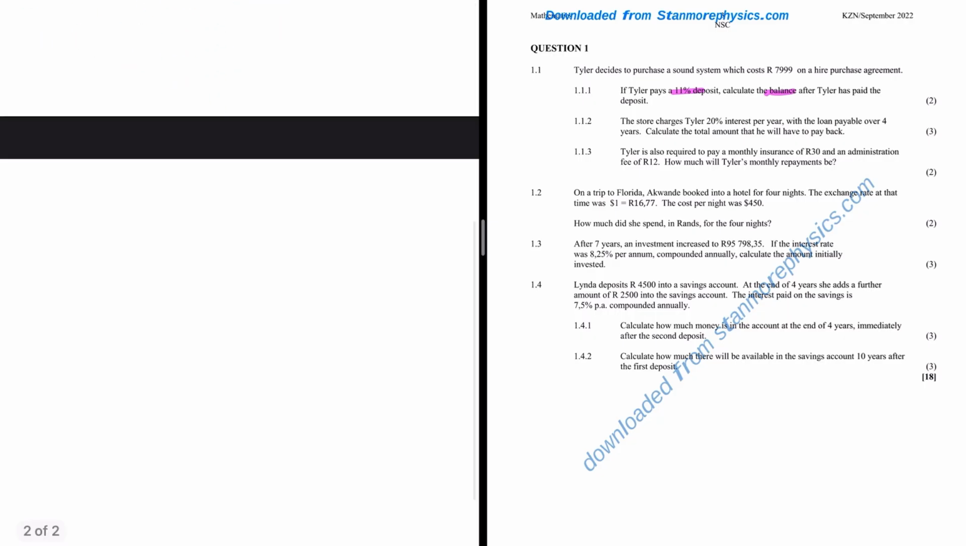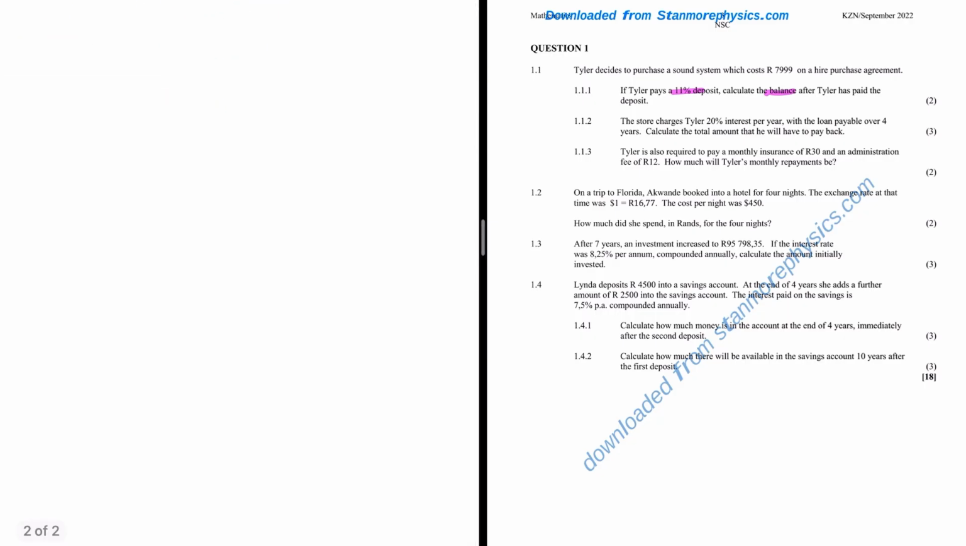Okay, now let's take a look at question 1.2. On a trip to Florida, Akwande booked into a hotel for 4 nights. The exchange rate at that time was $1 equals 16 Rand 77 cents. The cost per night was $450. How much did she spend in rands for the 4 nights?